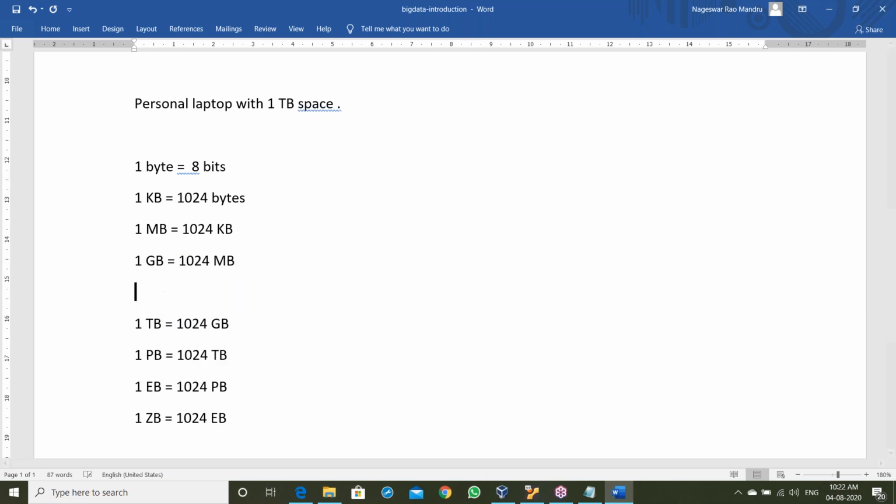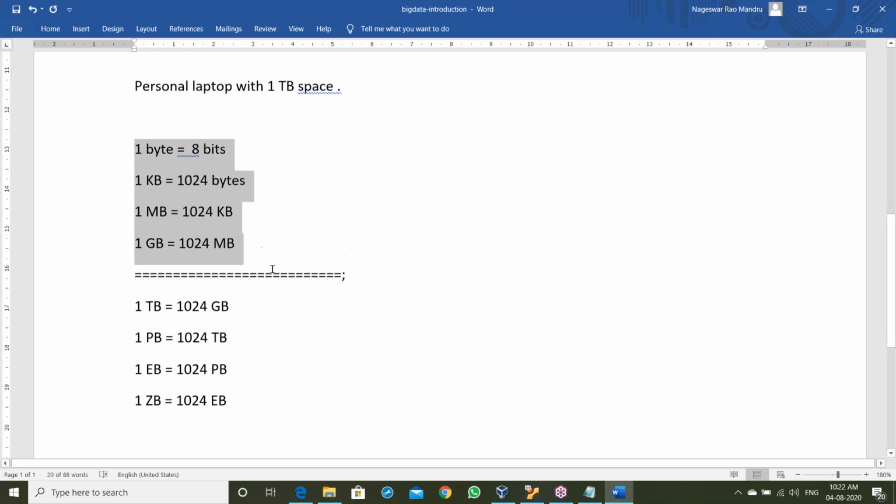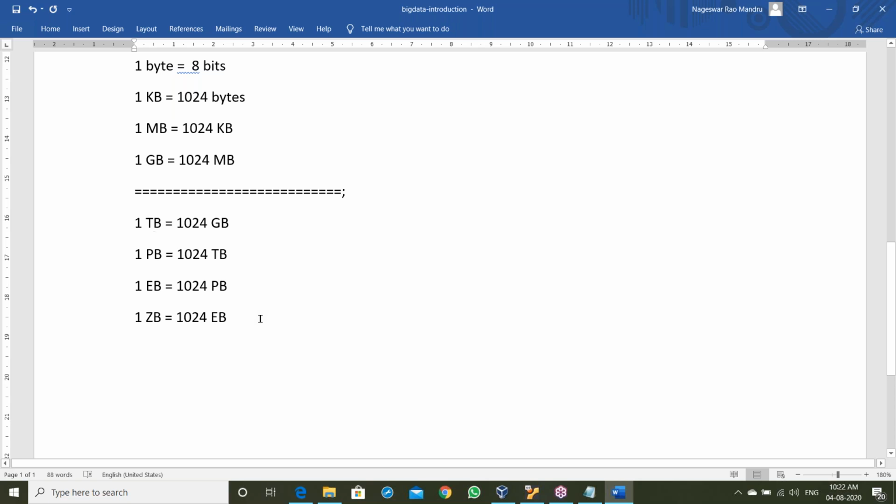In this, up to GBs is small data. Up to this is small data. From terabytes to zettabytes is big data.